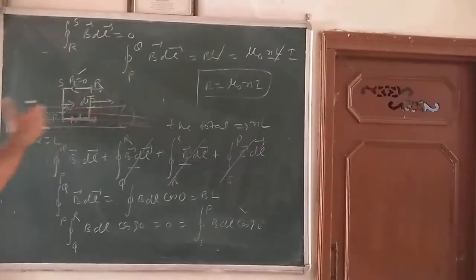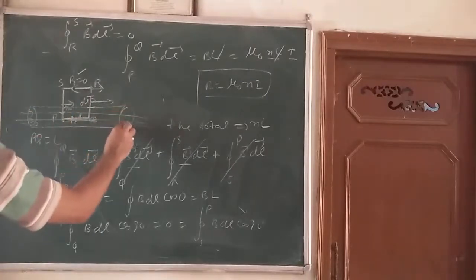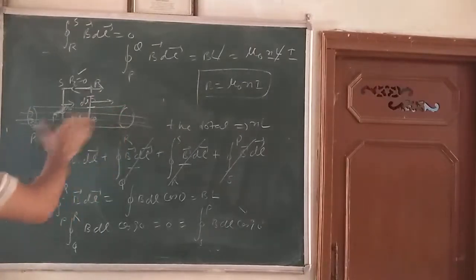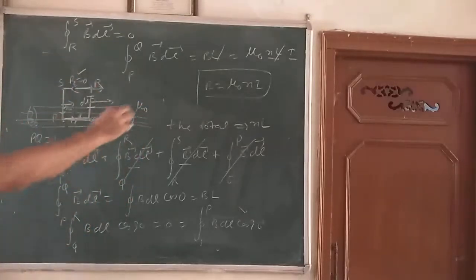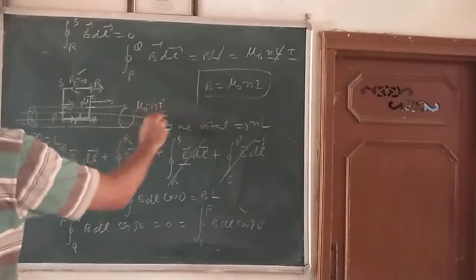At a point near the ends of the solenoid, if we have to find the field there and not here, it becomes half on both sides. That is mu naught n I by 2. Here we can say like this, in this manner.